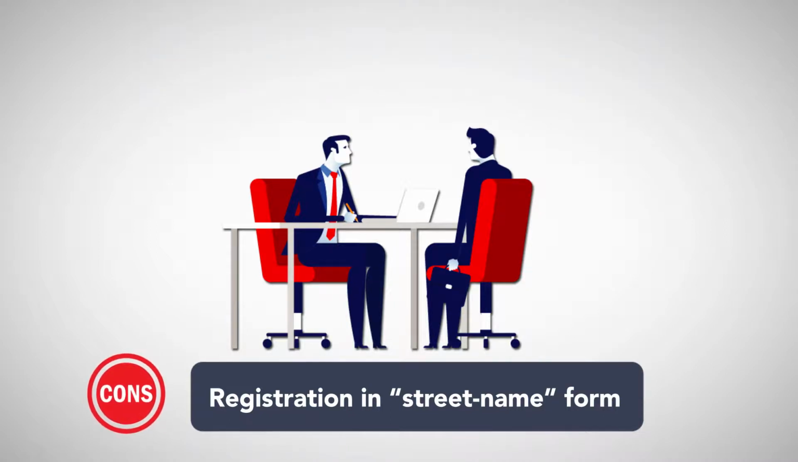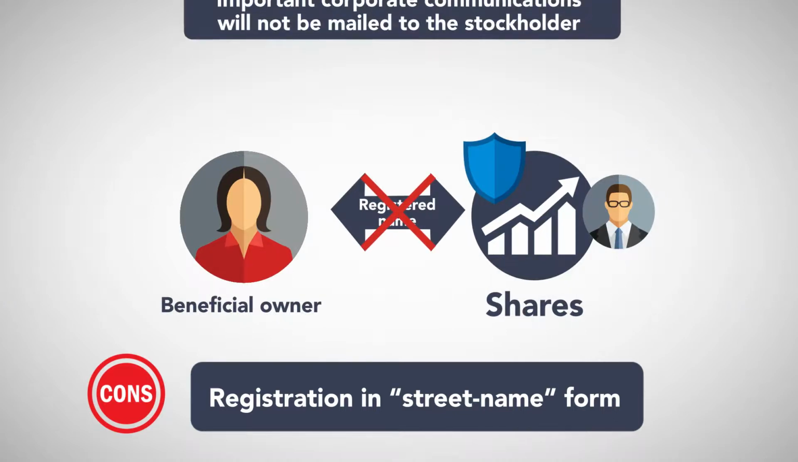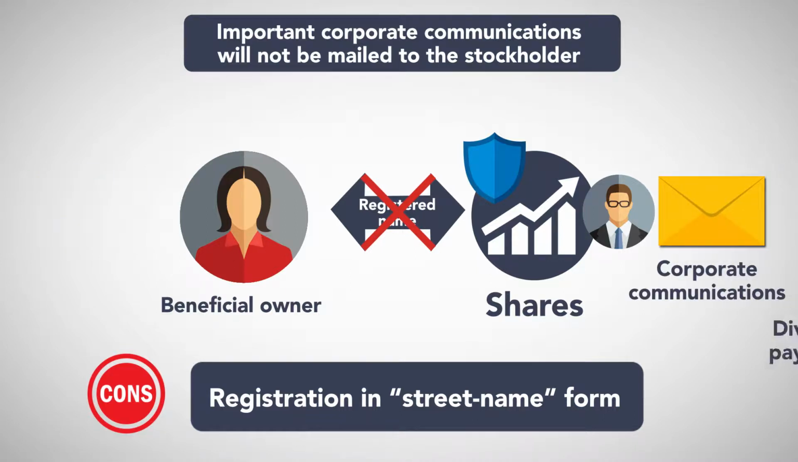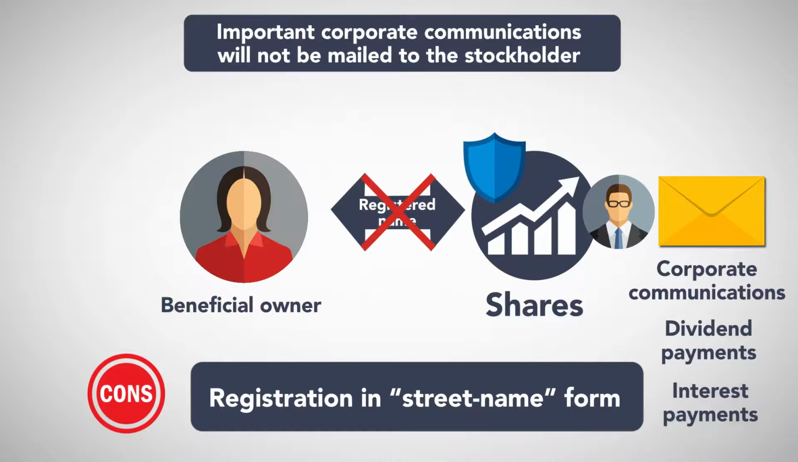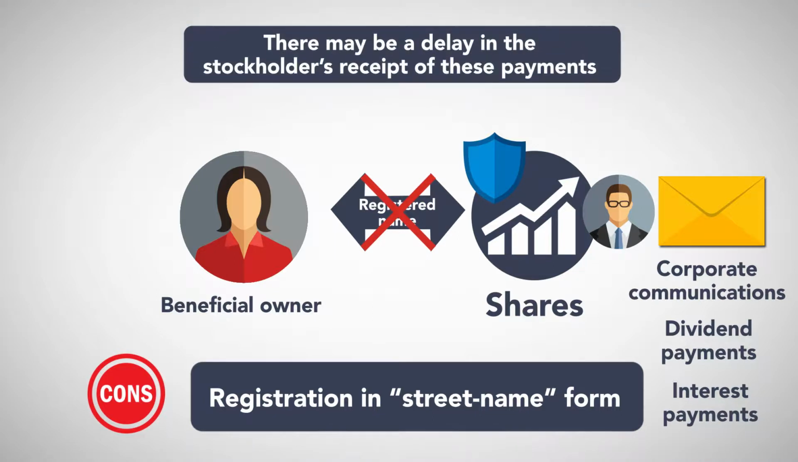The disadvantage associated with holding shares in street registration form is that since the stockholder is not listed as the owner on the books of the issuer, important corporate communications will not be mailed to the stockholder. Instead, mailings will be sent to the brokerage firm. Also, since dividend and interest payments are sent to the brokerage firm instead of directly to the stockholder, there may be a delay in the stockholder's receipt of these payments.